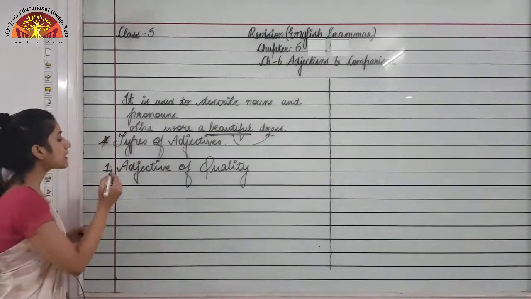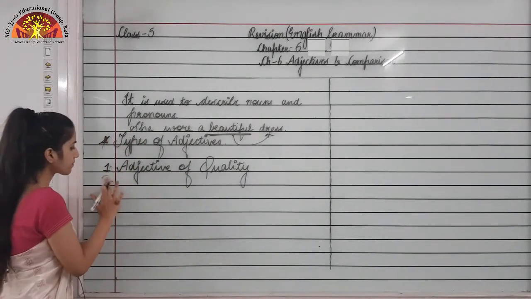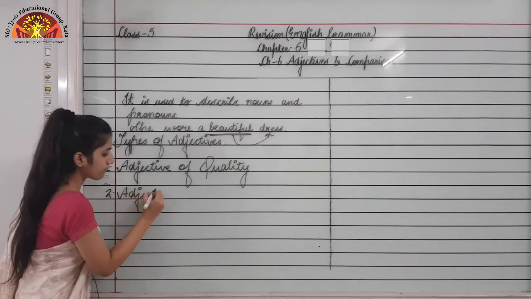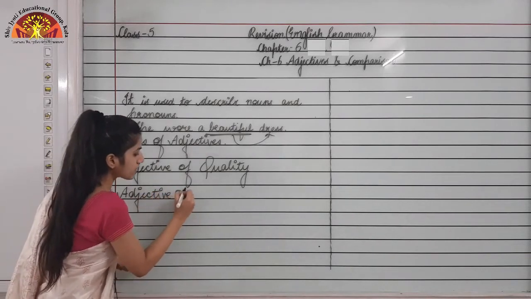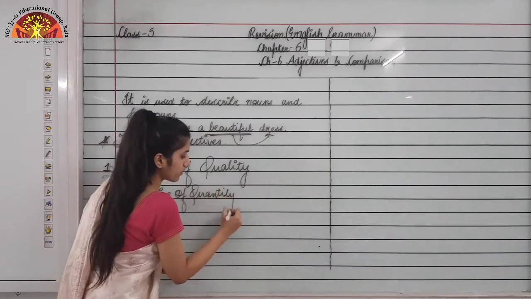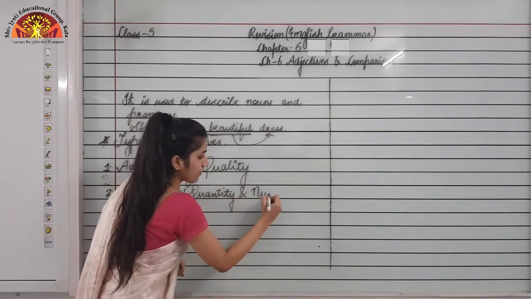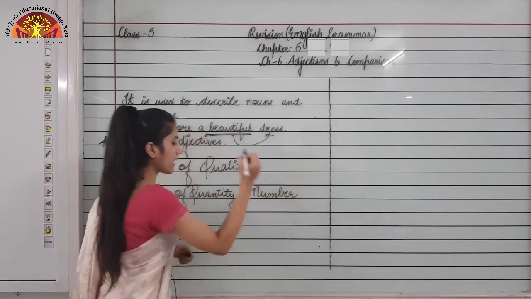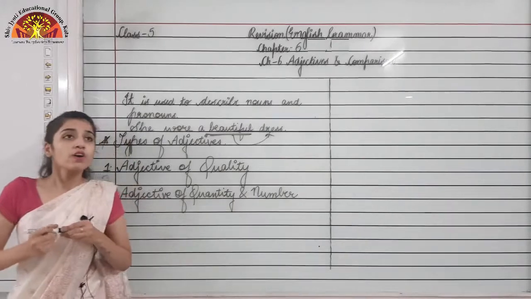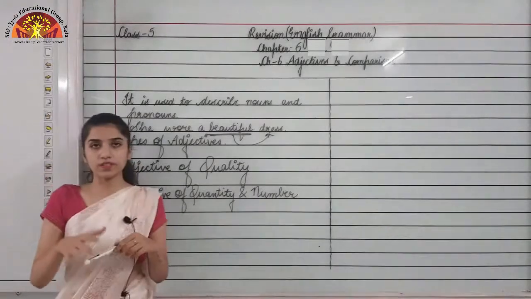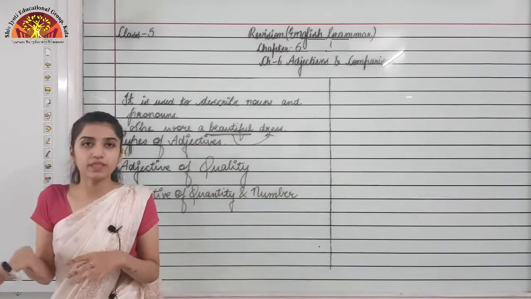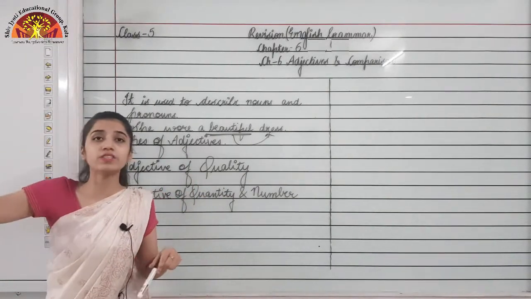Now moving to the second type of adjective, that is adjective of quantity and number. We will be studying quantity and number together. Adjective of quantity tells us about the quantity of something. It tells us how much the thing is.